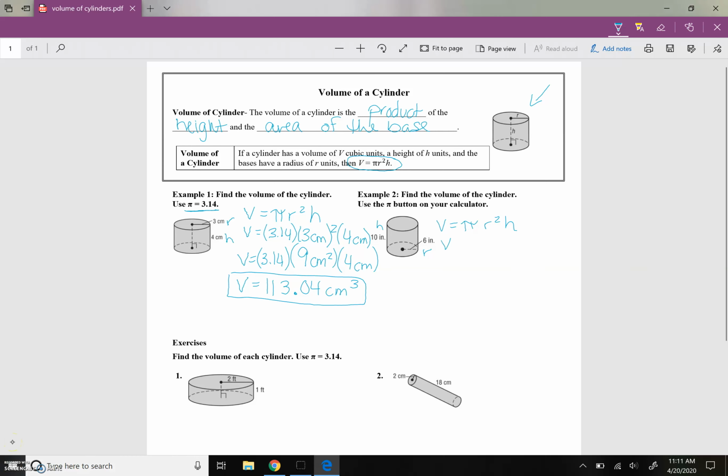Let's start by plugging everything in. We're going to leave pi in our equation for right now. Our radius, like we said, was 6 inches, and that's squared. And our height is 10 inches. Remember your PEMDAS rules. We want to do the 6 squared first, so 6 times 6 is 36. So I'm going to bring everything down. Make sure I put that 36 in. Finally, I'm going to do my multiplication here. 36 times 10 would be 360.